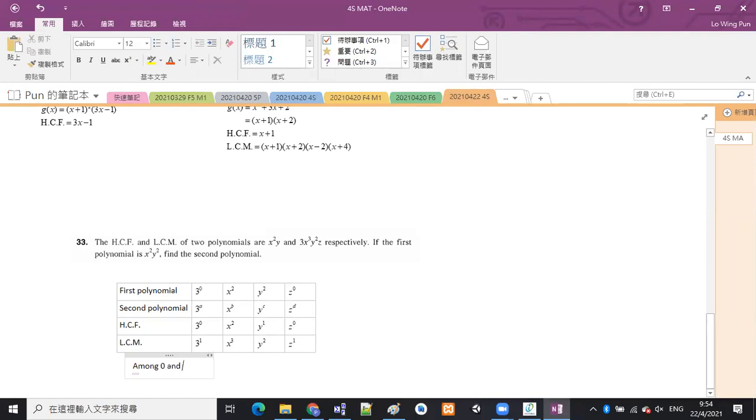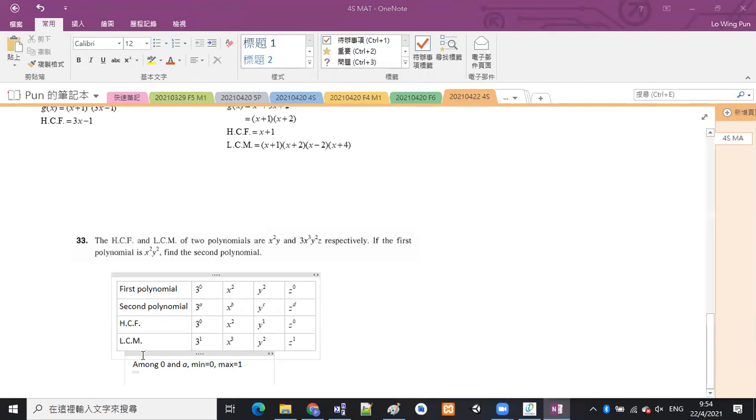Among 0 and A, we need the minimum equals 0 and maximum equals 1. Because HCF is choosing the minimum degree and LCM is choosing the maximum degree. So now, minimum is 0, that is okay. But I need the maximum to be 1, which means that A should be equal to 1.